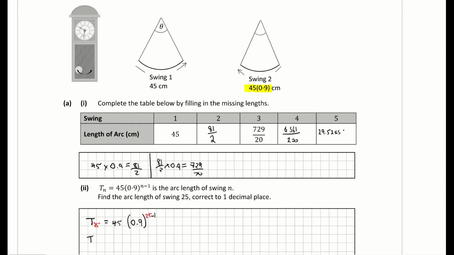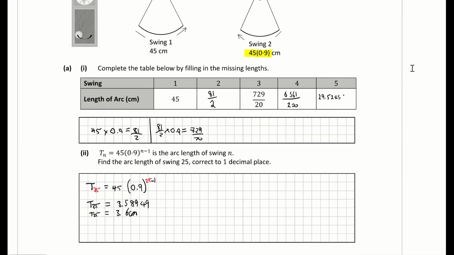So that's giving me term 25 is equal to 3.58949, which the question wants to 1 decimal place. So term 25 is equal to 3.6 centimeters. Don't forget your units, because you might lose that mark in the marking scheme.